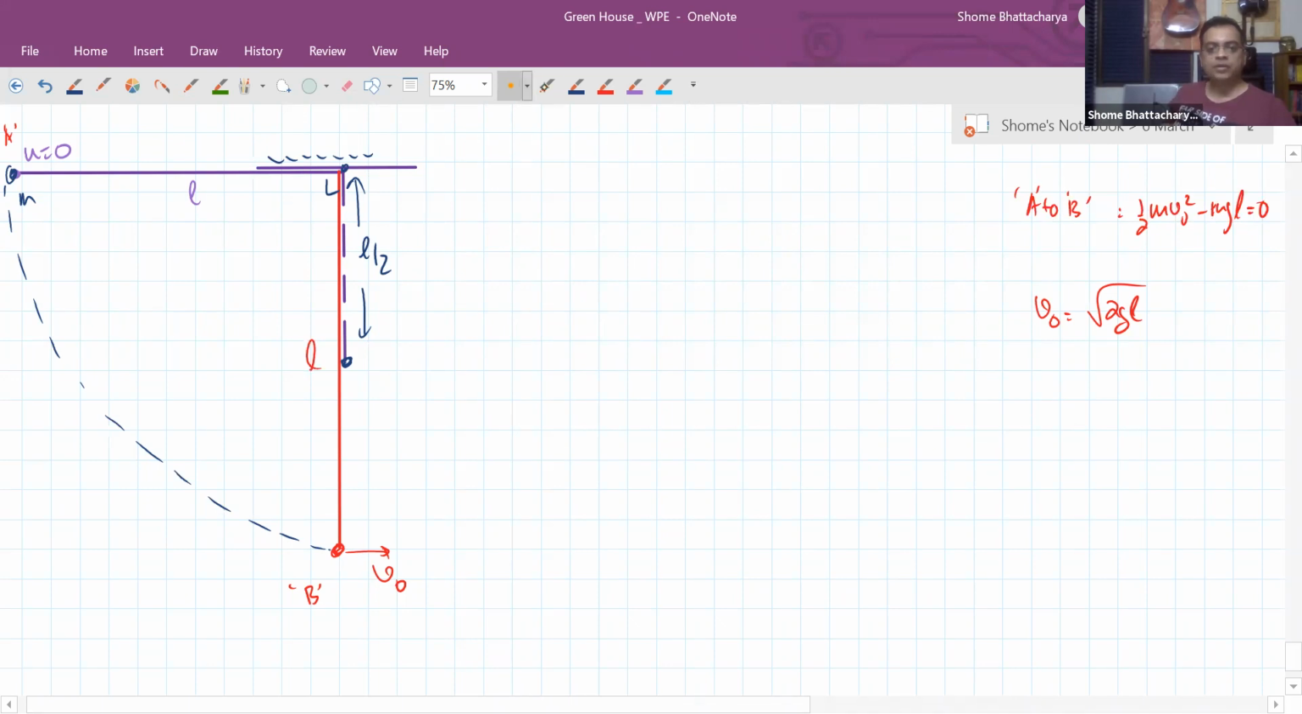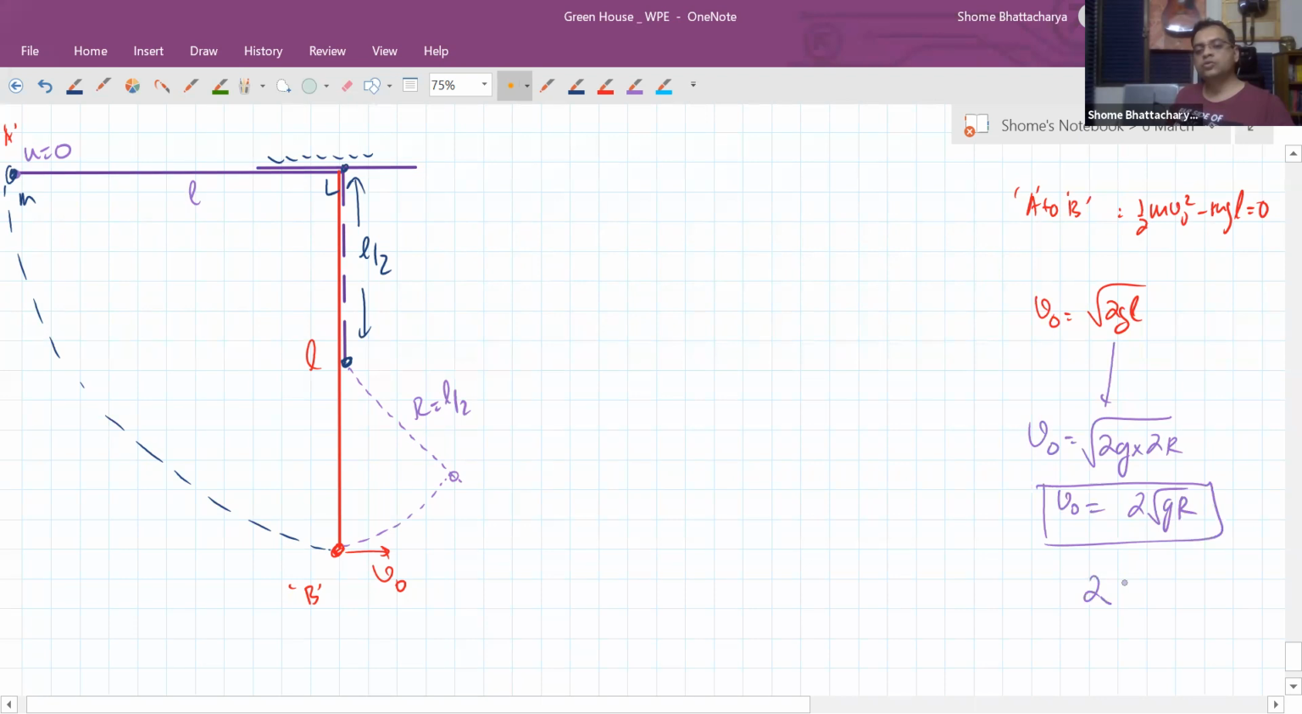Okay. But then what happens? The radius of the circular path changes to L by 2. So the radius is becoming L by 2. So in terms of radius, this V naught is how much? It is root of 2g into 2r, so it is 2 root gr. Now you can see that 2 root gr is less than root 5 gr, but greater than root 2 gr.